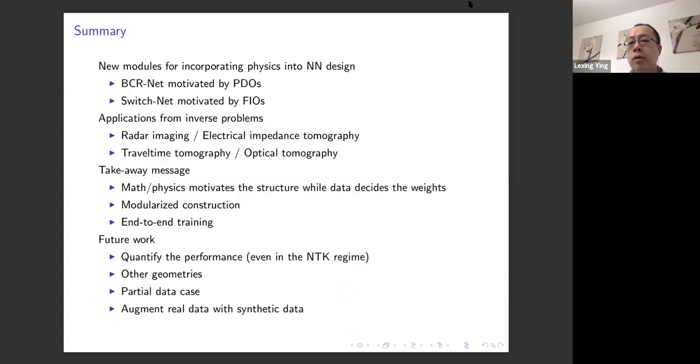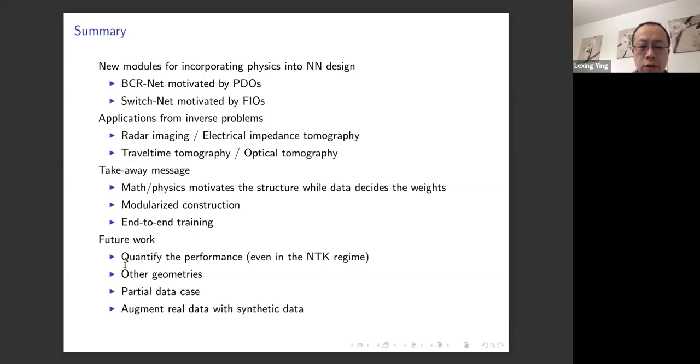Okay, I'm sorry I'm over time, but here's just a slide trying to summarize the contribution, what we have done so far. We talked about new neural network architectures and various kinds of applications. The takeaway message is that our approach is really based on seamlessly combining the mathematical physics knowledge about the inverse problem with the data. The physics and mathematics motivate the structure of the neural network, and the training data is used to decide the weights of the neural network.